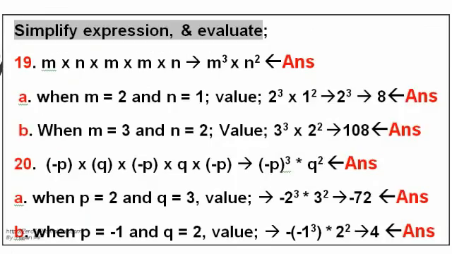Next slide. Exercises. Simplify expressions. 19. m cube times n square, a, 8, b, is 108. 20. Minus b cube times q square, a, minus 72, b, 4.